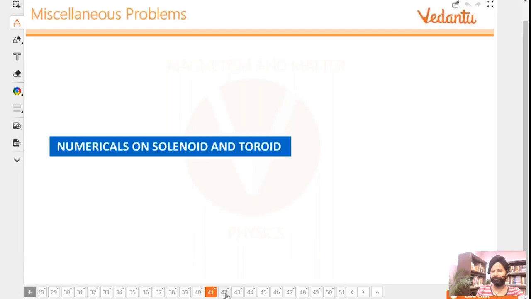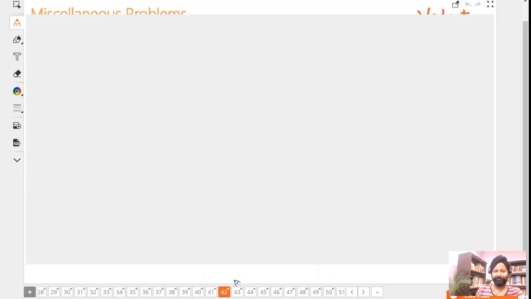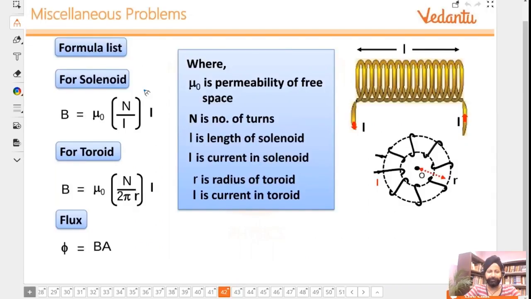Numericals on solenoid and toroid. That's the next section here. Formula list for quick reference there. We already have covered this: mu naught, small n or the lowercase n, times the current. For a toroid, it would be N divided by 2 pi r because that's the length of the toroid, right, given the radius. Now flux is B times A that we have studied many times.